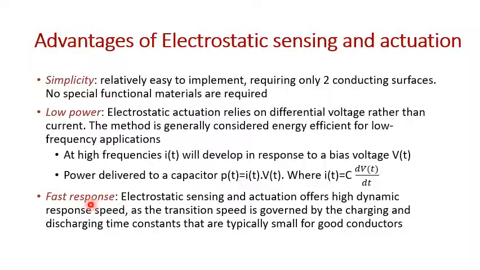The third advantage is the fast response. Electrostatic sensing and actuation offers a very high dynamic response speed. This is because the transition speed depends upon the charging and discharging time constants, and these are generally small for good conductors. For example, the switching time of the mirrors present in a digital micromirror display array is very small, less than 21 microseconds, which means it is capable of supporting an 8-bit grayscale display.